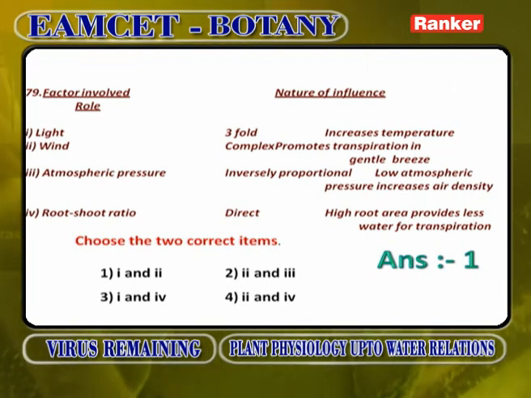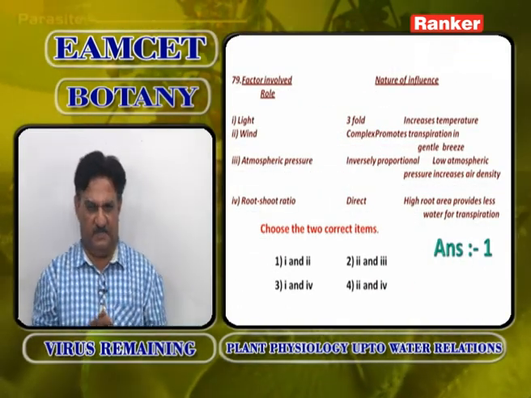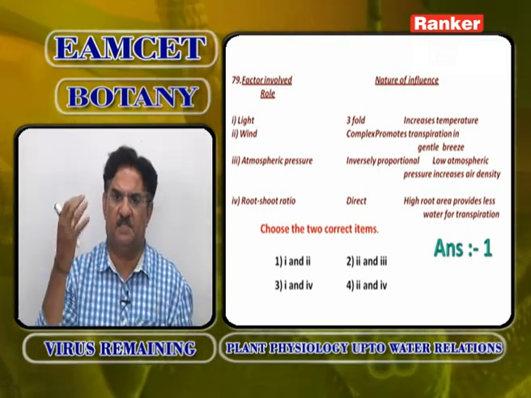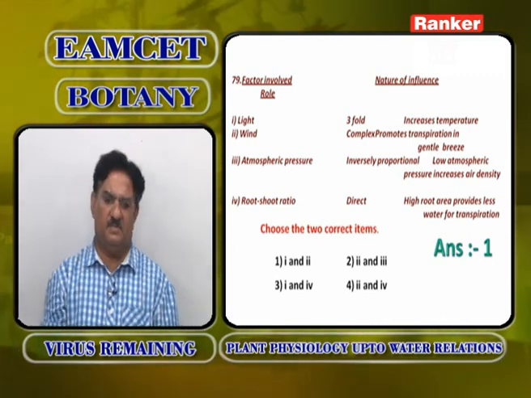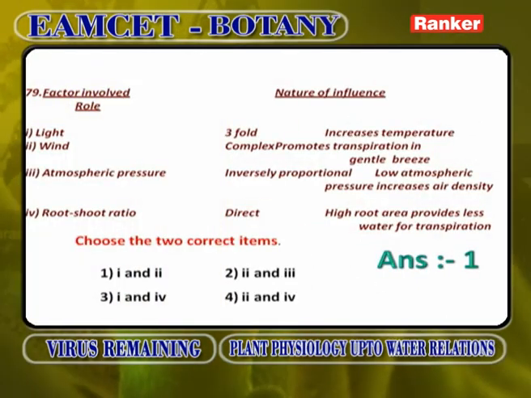Atmospheric pressure inversely proportional. Low atmospheric pressure increases air density is wrong. Low atmospheric pressure decreases air density, not increases air density. So, rate of transpiration is inversely proportional to two factors. One is humidity in air, the other is atmospheric pressure. When our atmospheric pressure is less, the rate of transpiration is more. That is the reason why plants growing in higher altitudes, that is on the hills, show various xerophytic adaptations to control the rate of transpiration.